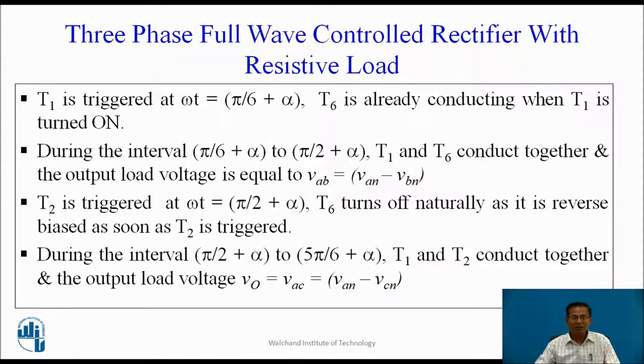T1 is triggered at omega t equal to pi by 6 plus alpha. T6 is already conducting when T1 is turned on. During the interval pi by 6 plus alpha to pi by 2 plus alpha, T1 and T6 conduct together, and the output load voltage is VAB equal to VAN minus VBN. T2 is triggered at omega t equal to pi by 2 plus alpha. T6 turns off naturally as it is reverse biased as soon as T2 is triggered. During the interval pi by 2 plus alpha to 5 pi by 6 plus alpha, T1 and T2 conduct together, and the output load voltage V0 is equal to VAC, equal to VAN minus VCN.